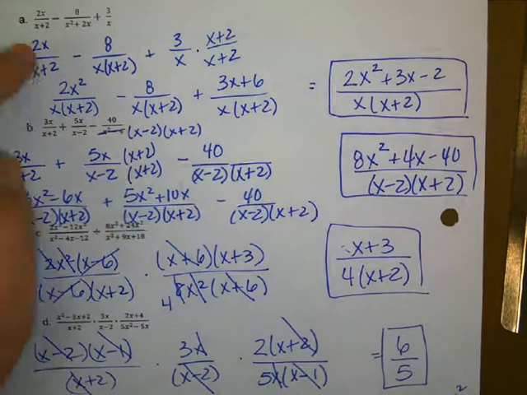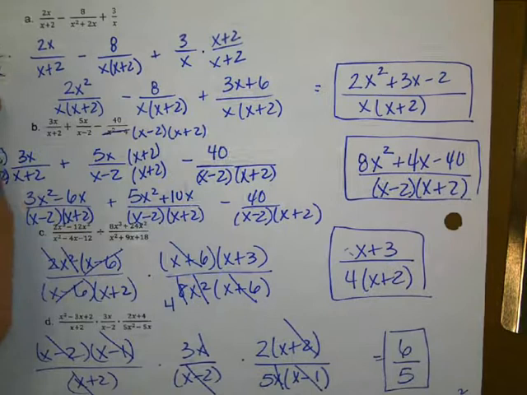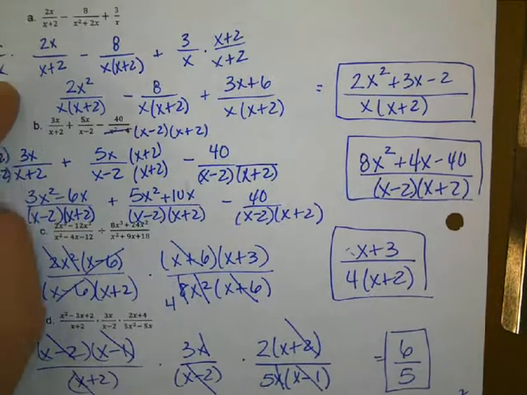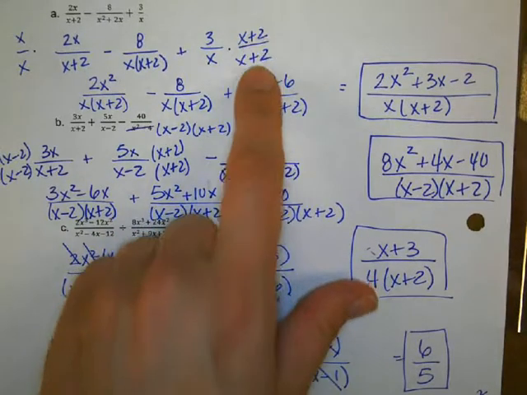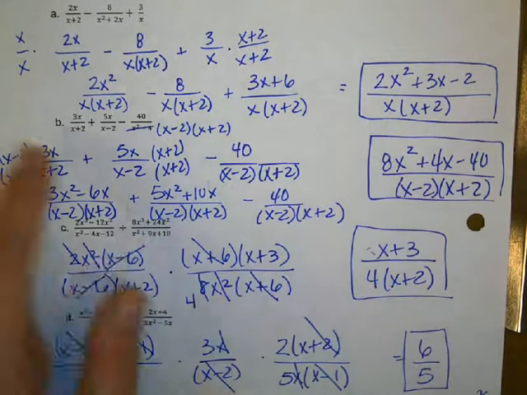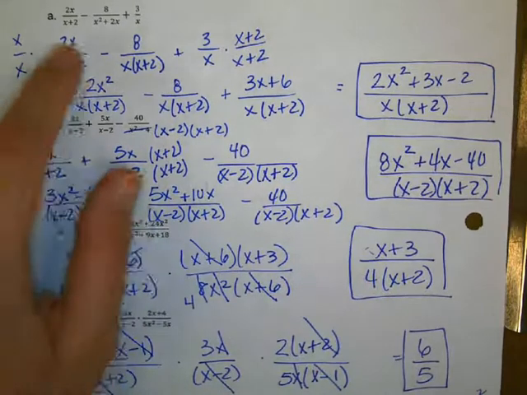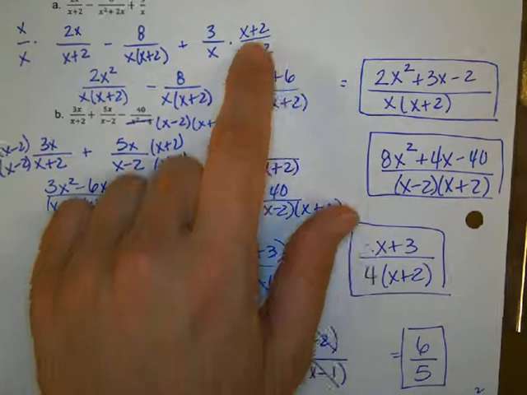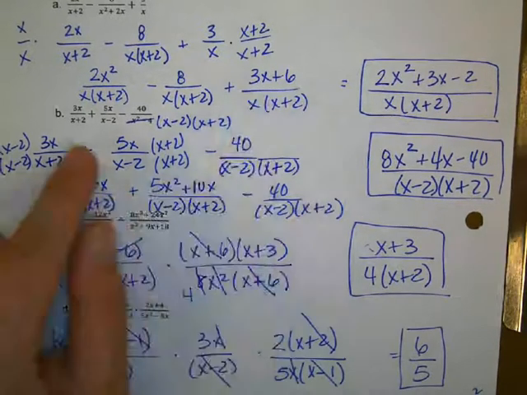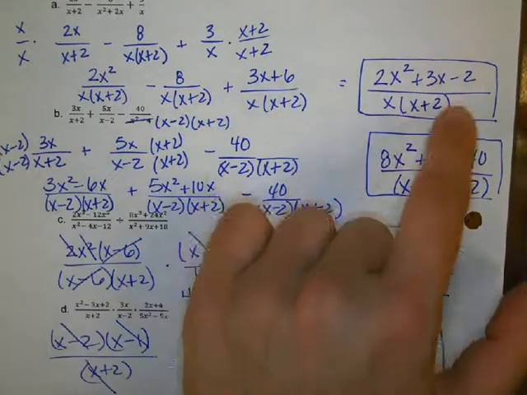So this one, my first term needs an x in the denominator, so I'm going to multiply that by x over x. This one needs an x plus 2. Then I simplify the top, so 2x times x gives me 2x squared. There I distribute the 3 through to get that. And then once you get common denominators, you just add across on the top, and you would get that expression.